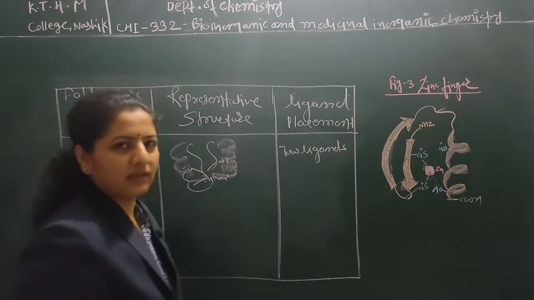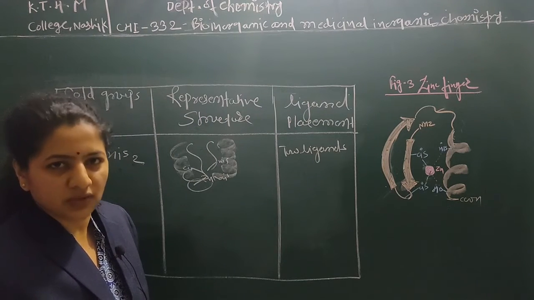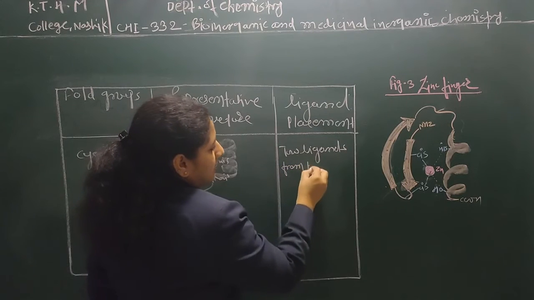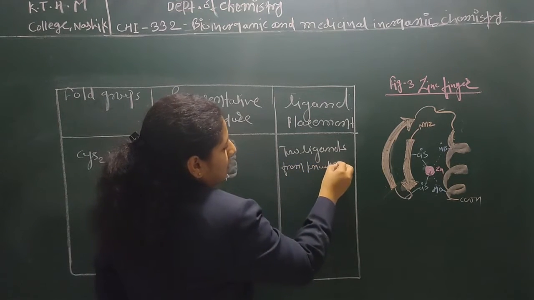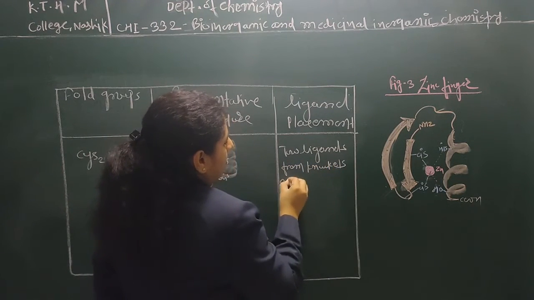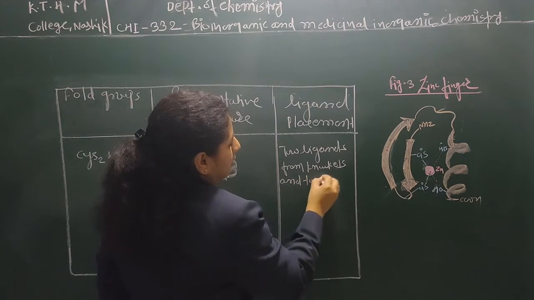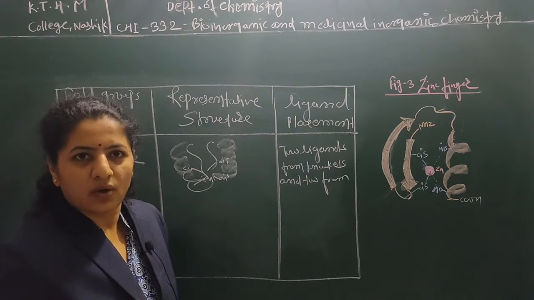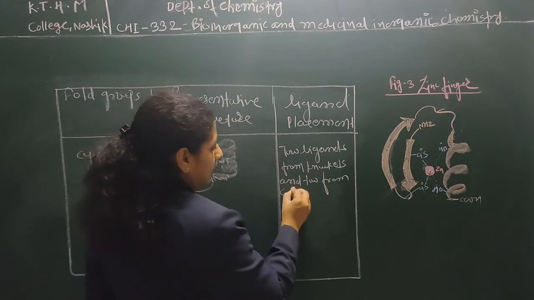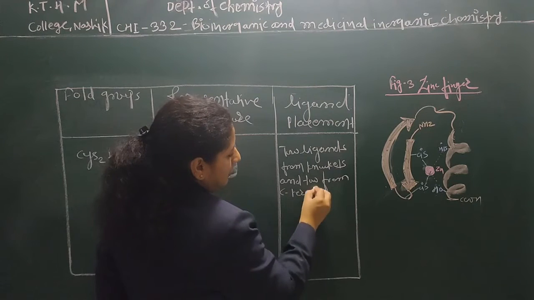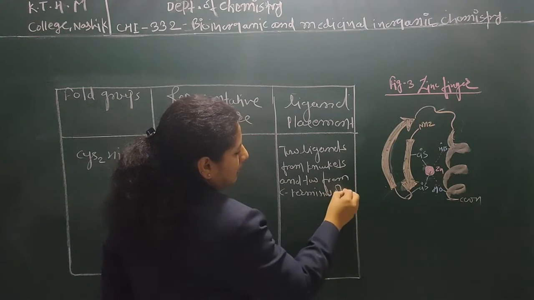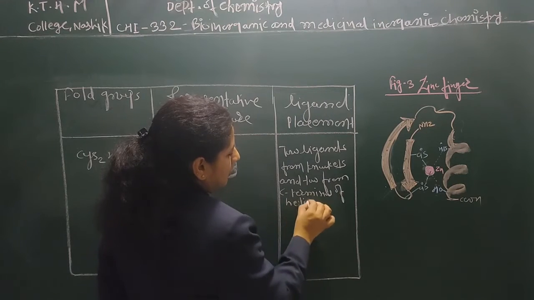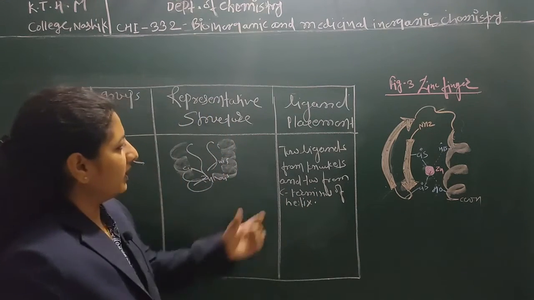We know that in zinc finger there are four ligands, two cysteine and two histidine. So two ligands are from the nucleus and two from the C terminus of the helix. Now, two ligands from the nucleus.